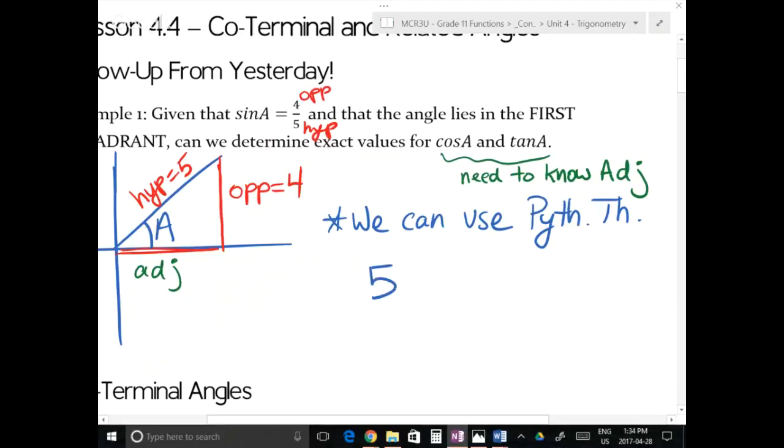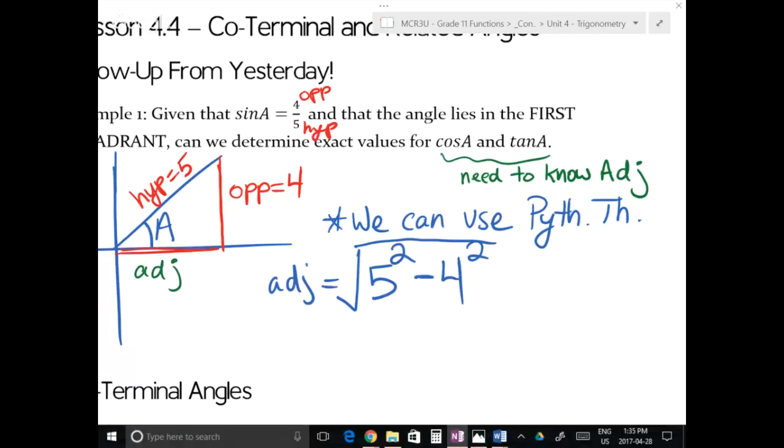Hypotenuse, which is 5. So we'll take 5 squared. And what do I want to subtract from that? The opposite, which is 4. And what do I have to make sure I do to that? Yeah, I have to square it. And then that would tell me how big the square of the adjacent is. But of course, I want to know how big the adjacent is, not how big its square is. So what do I have to do with that? Yeah, I have to take the square root. Good. Does anyone want me to draw the square root coming off? It makes me feel fancy every time.